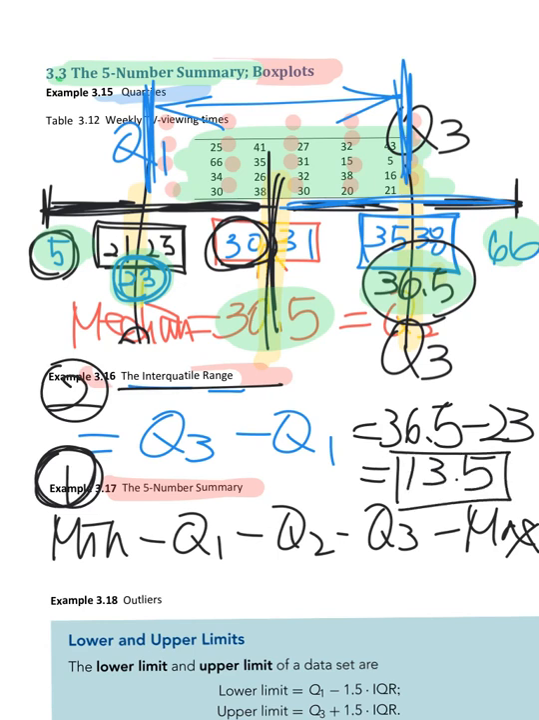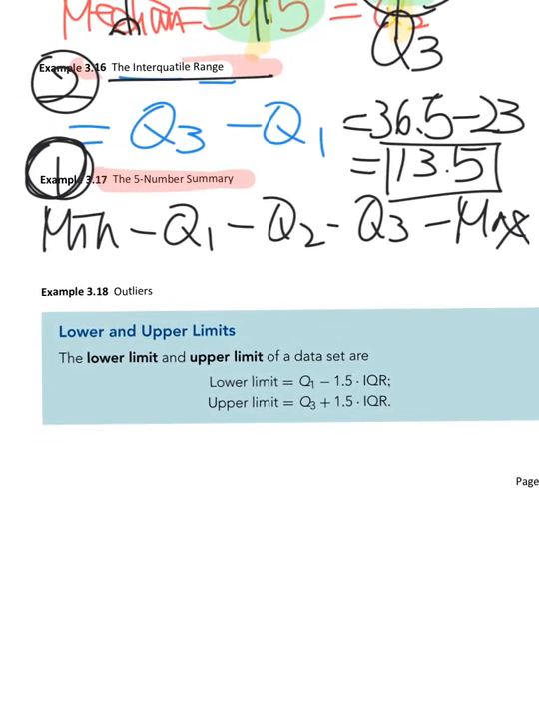Second step. I might give you 5 steps to make the box plot. Step number 1, five numbers. Step number 2, interquartile range. Step number 3, upper limit and lower limit. Take the upper limit and lower limit. It is step number 3. Here it is, lower limit and upper limit.